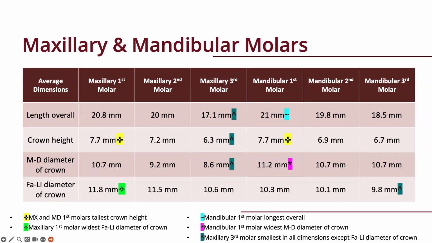Noting a few of the distinctions here, the maxillary and mandibular first molars have the tallest crown height. The maxillary first molar has the widest faciolingual diameter of the crown. The mandibular first molar is the longest overall. And the mandibular first molar has the widest mesiodistal diameter of the crown. And the maxillary third molar is the smallest in all dimensions except the faciolingual diameter of the crown, which is the smallest with the mandibular third molar.